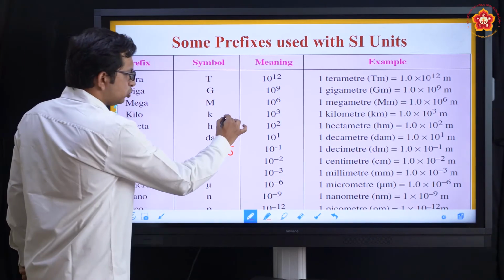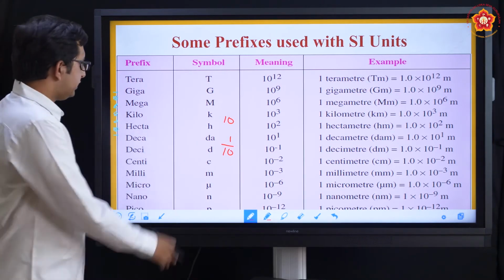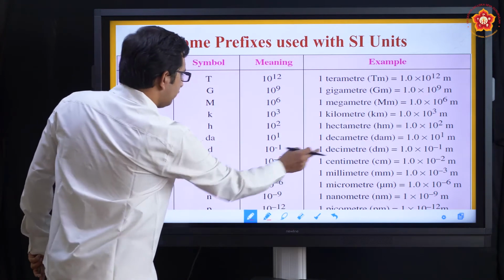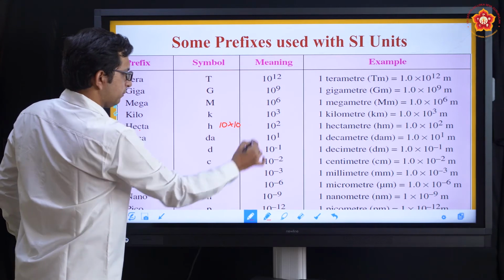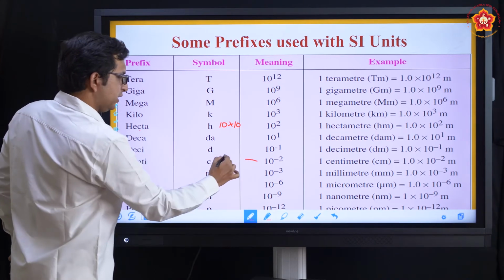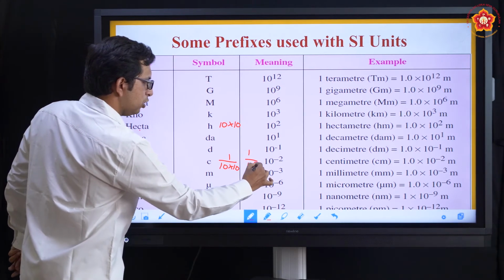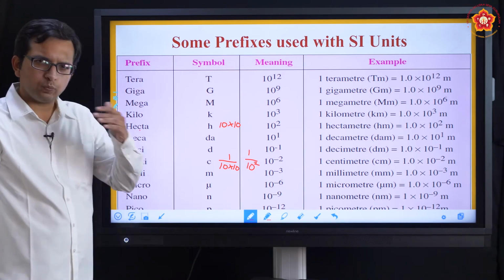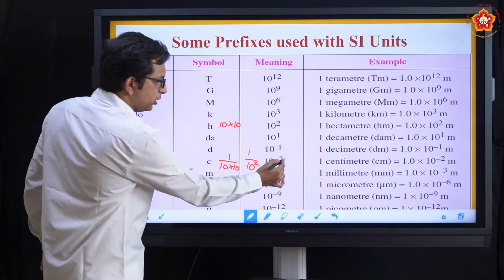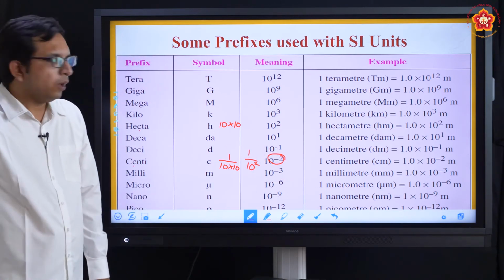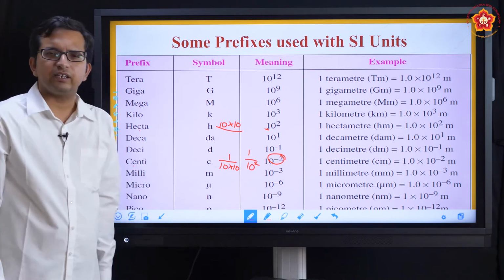Please understand, 10 raised to 1 was nothing but 10. 10 raised to minus 1 is 1 divided by 10. 10 raised to 2, that is the hecta form which was shown here. If you see this 10 raised to 2, it was nothing but 10 into 10. Whereas the 10 raised to minus 2 is nothing but 1 divided by 10 into 10, which you can also write as 1 divided by 10 raised to 2. So that divisibility factor, if you want to show it in multiplication, once it goes up, it becomes 10 raised to minus 2. Because if it is 10 raised to 2, then it means that it is on the numerator. This indicates that it is on the denominator.